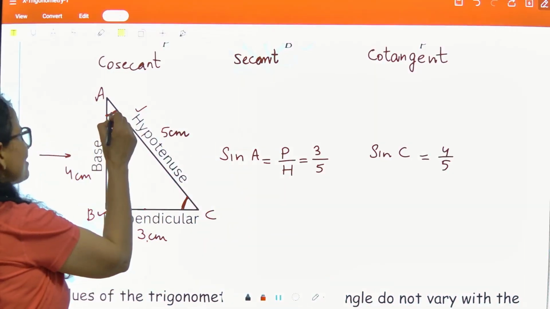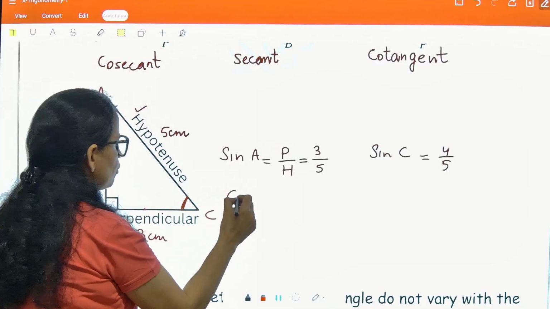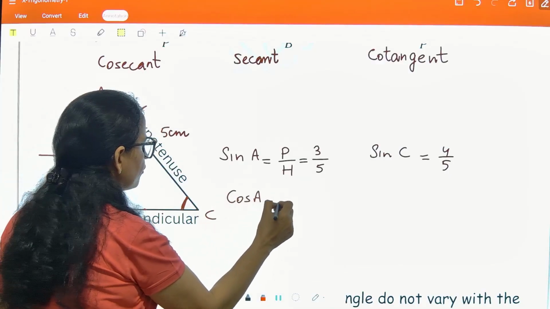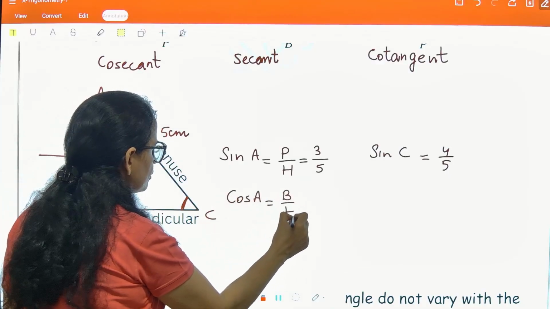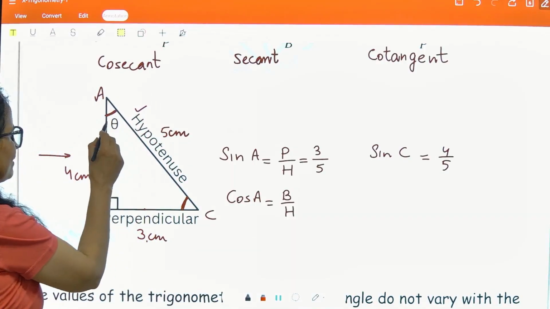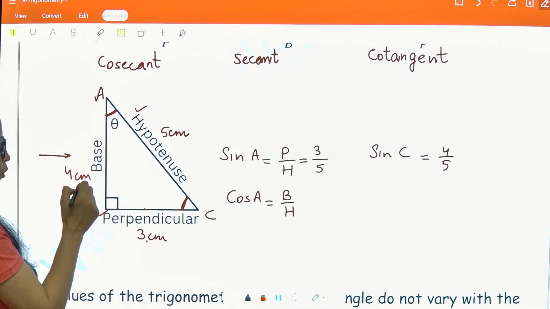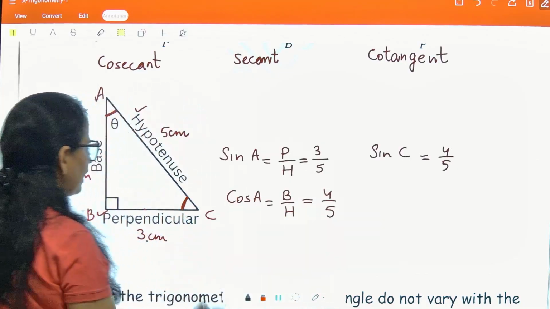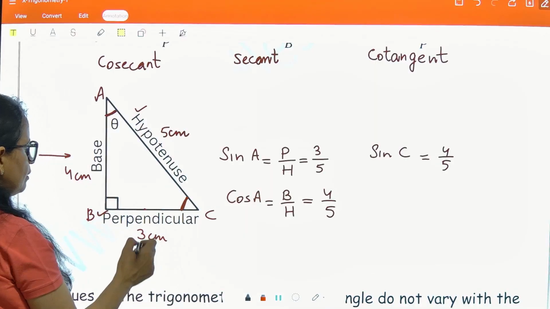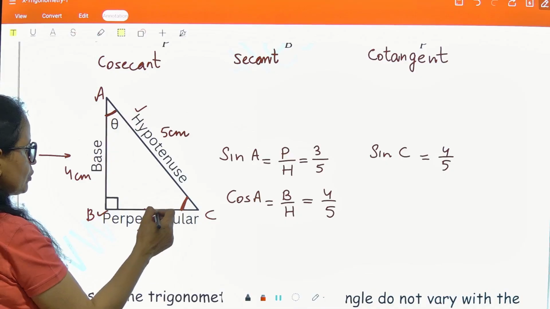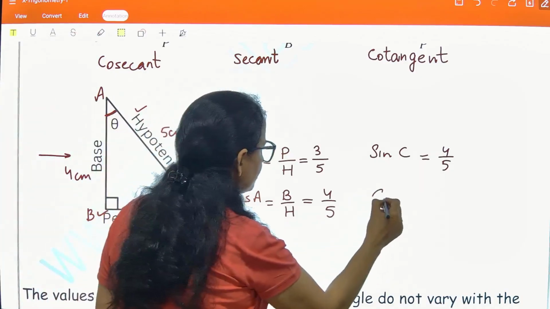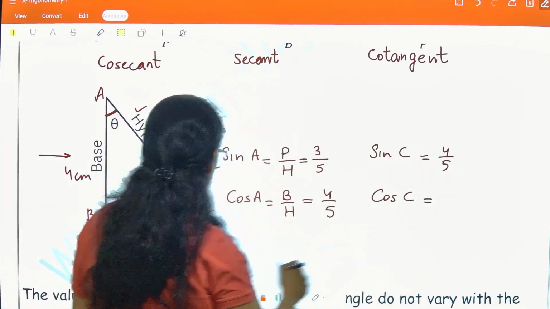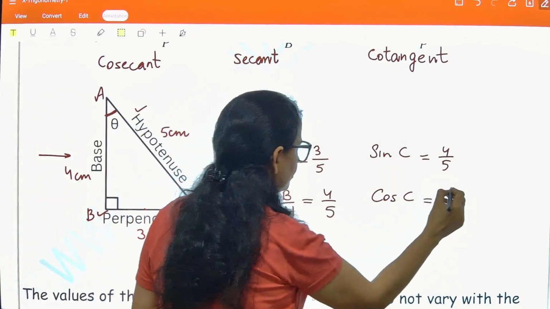Now what is cos A? What is cos? Cos is the ratio of base to hypotenuse. For this angle A, the base is here, 4, so 4 by 5. Cos A is 4 by 5. And what is cos C? The base is here for this angle. So cos C is going to be 3 by 5.